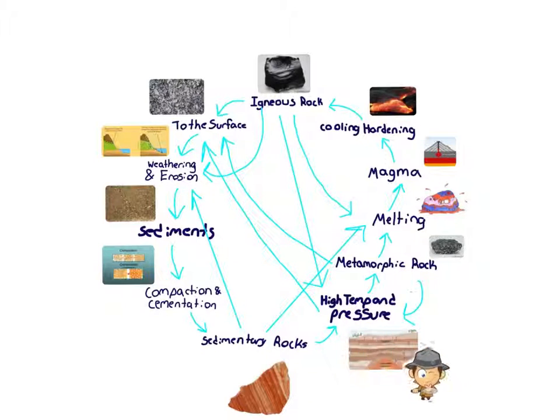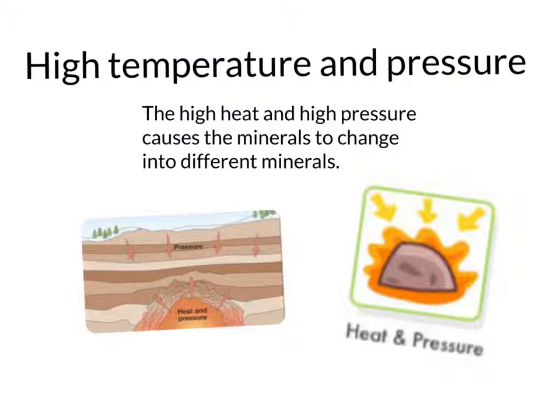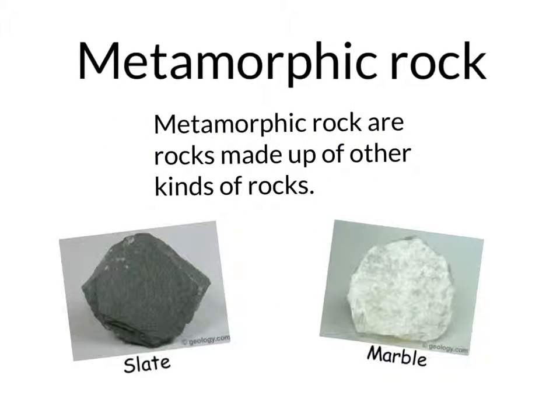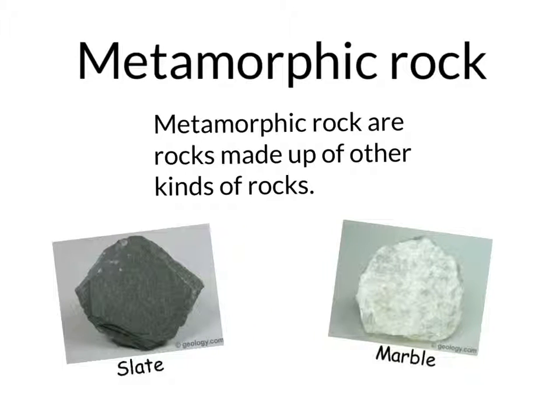Fred is now going to travel on to high temperature and pressure. The heat and the high pressure cause the minerals to change into different minerals, beginning to form a new rock. Fred is now going to travel on up to our third rock, metamorphic rock. Metamorphic rocks are made up of other kinds of rocks, and two examples of metamorphic rock are slate and marble.